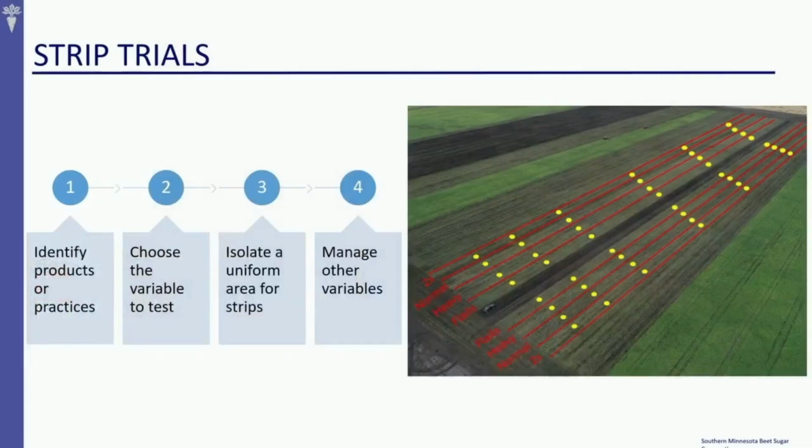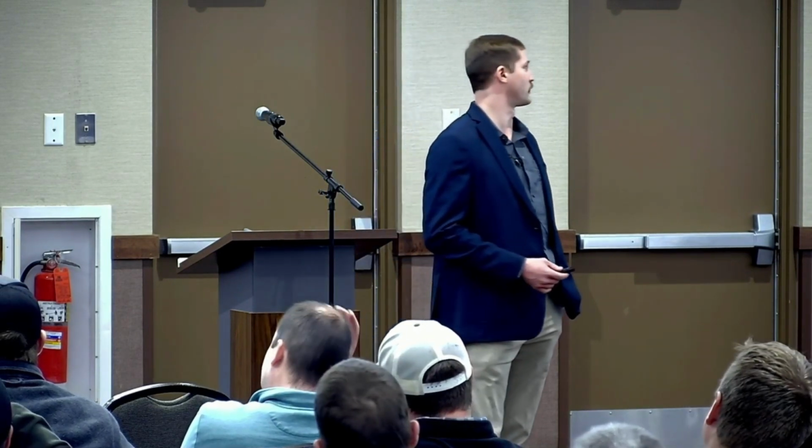There we go. So in a given strip trial, if we want to look for something that might help our production out, we want to look for a product or a practice. Maybe that's an in-furrow product, foliar, maybe it's a planter add-on, something like that that we want to try to identify to test for. Then we want to see if there's a different set of variables or different treatments in those variables that we can tease out within a strip trial.